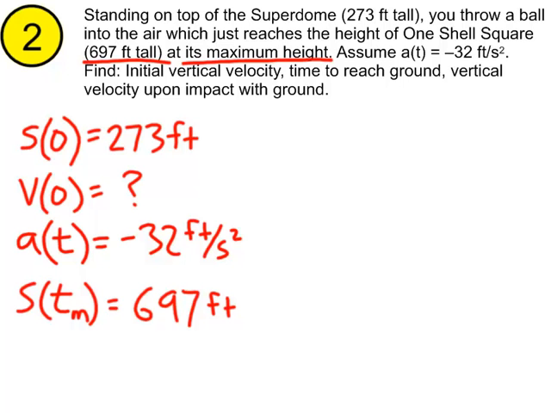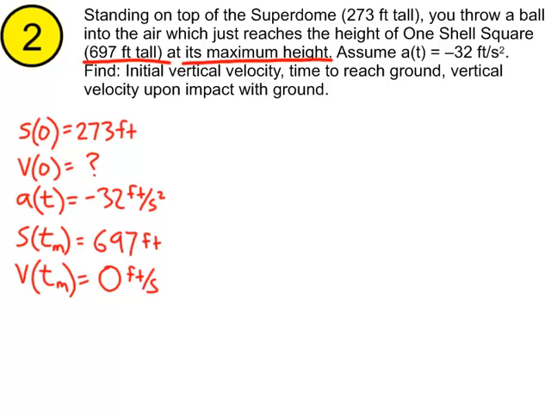Now, can you think of what's one last equation we can write here that we haven't already written? What about its velocity at the maximum height? What's the velocity going to be? Well, at whatever time t sub m is, if it's at its maximum height, we know the velocity is going to instantaneously be 0 feet per second. So there they are. There are our initial conditions.